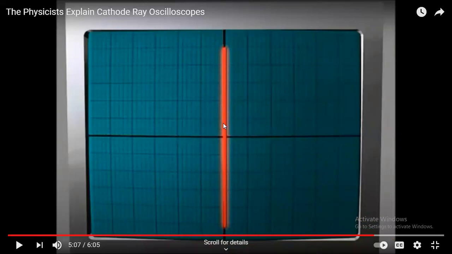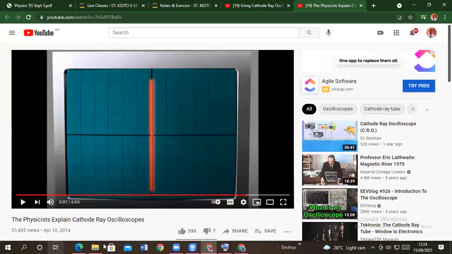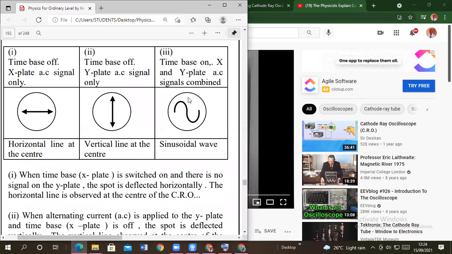All right, so let us go back and see the notes again, what they are telling us. Okay, yeah. So the other one is the time base is on. Now this time we shall connect the time base on the X plate, and we shall put the SC signal or the SC current or the SC voltage on the Y plates. And what we shall see, we shall get a sinusoidal wave.